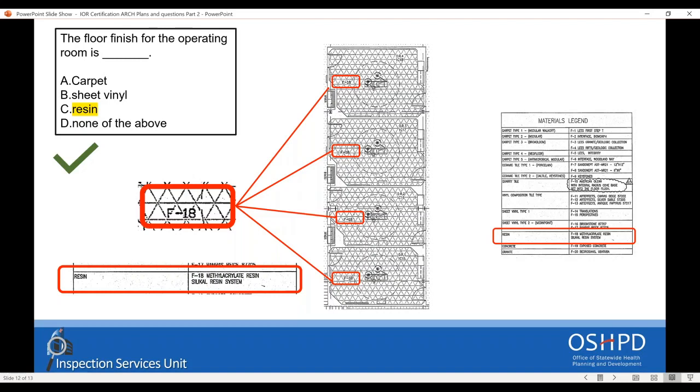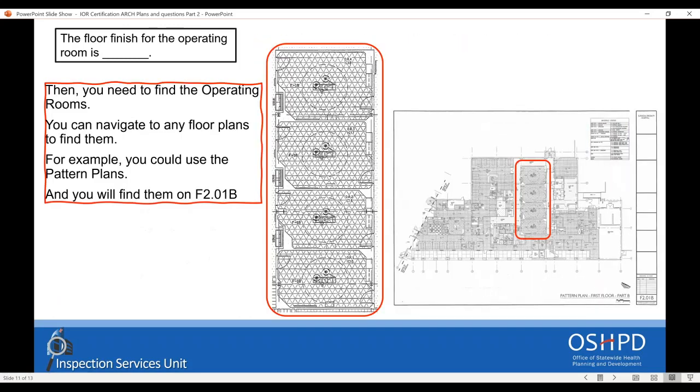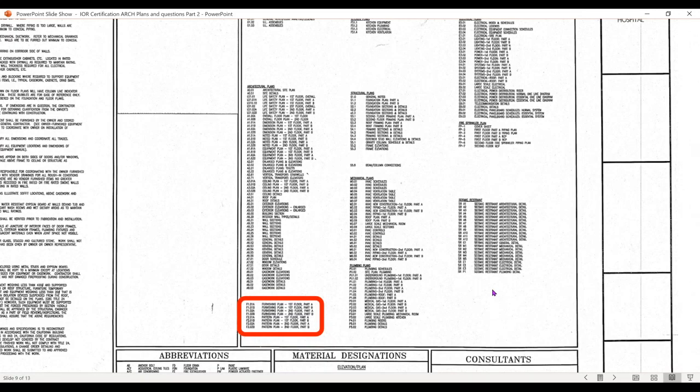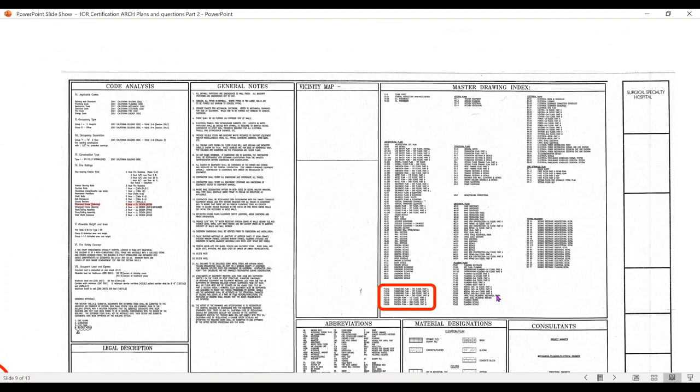Pattern plan. I don't have the master drawing here with me. Oh yeah, I have it. I don't know if I can enlarge. Perfect. Can you see? Oops. I don't know how to expand. I'm holding the screen with my fingers.